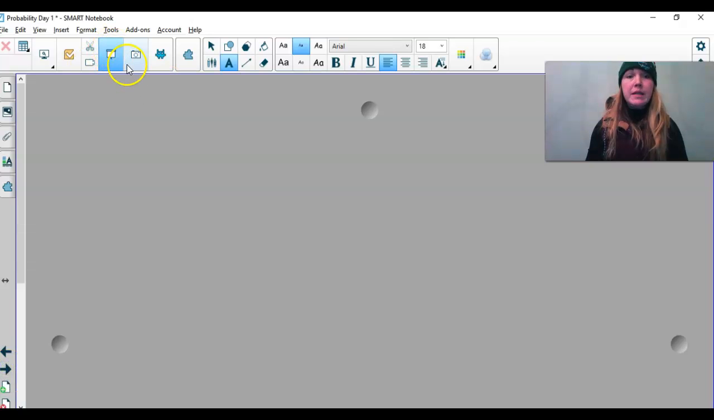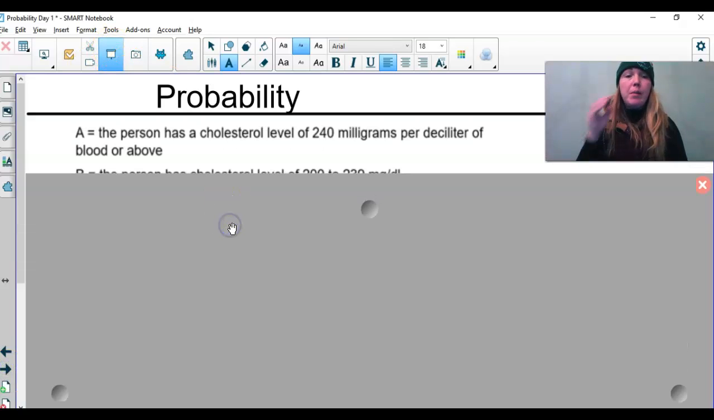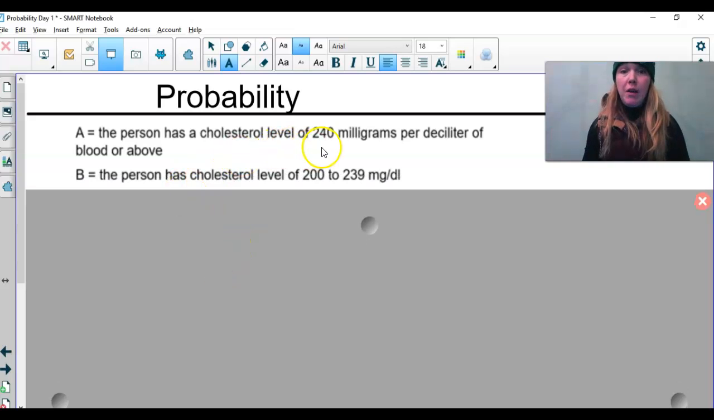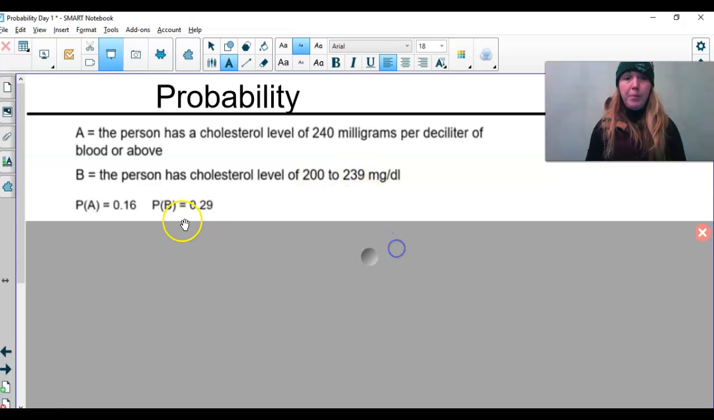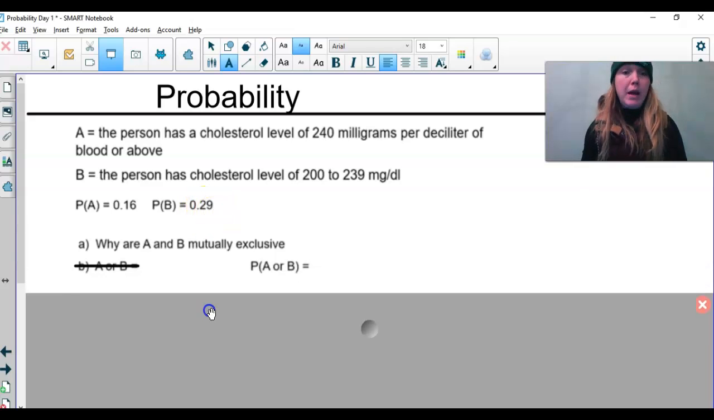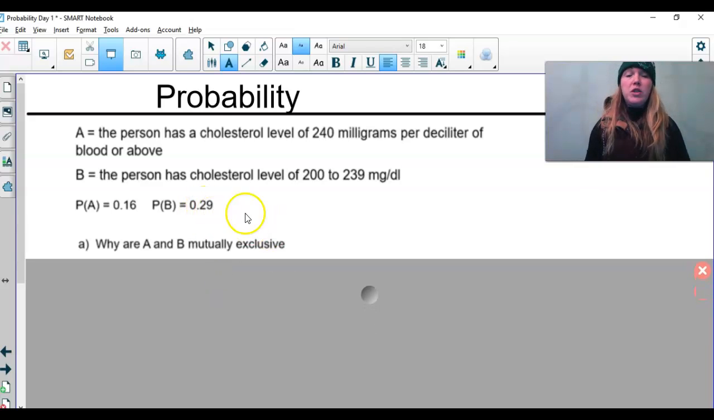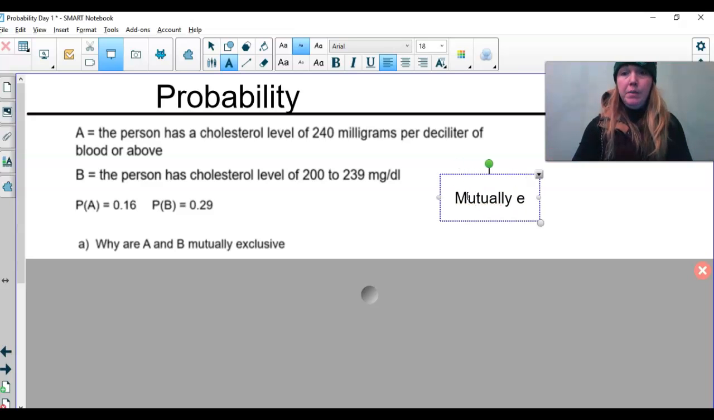Okay, let's talk about mutually exclusive a little bit more. So we have two events here. A: the person has a cholesterol level of 240 milligrams per deciliter of blood or above, and B: the person has a cholesterol level of 200 to 239. The probability of A is 0.16, the probability of B is 0.29. The first question it says is, why are A and B mutually exclusive? So what mutually exclusive is, we already talked about it.